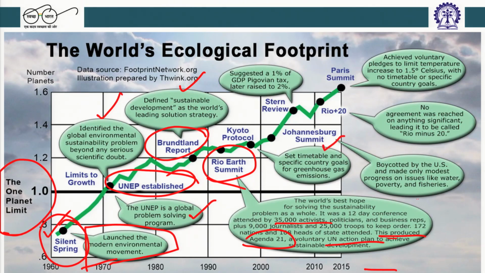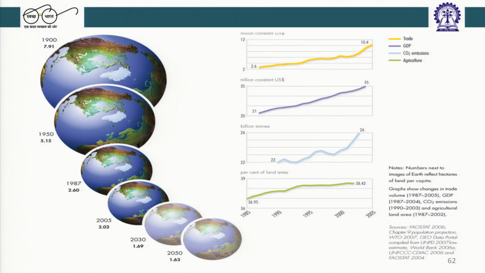Then there was the Johannesburg Summit, which the US did not attend, and there was only modest progress. Then there was the Stern review, which suggested a 1% of GDP tax, later raised to 2%, to solve the environmental problem. Then we have Rio plus 20, where no agreement was reached, which is why it is called Rio minus 20. And the Paris Summit achieved a voluntary pledge to limit temperature increase to 1.5 degrees in terms of global climate change and greenhouse impact. You will see much more of these discussions in the class.